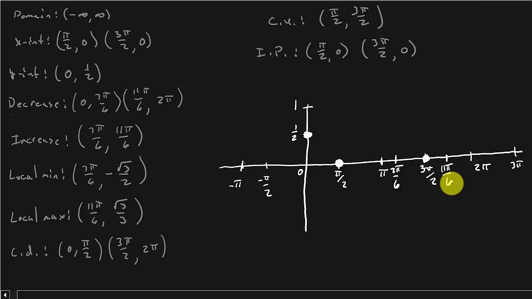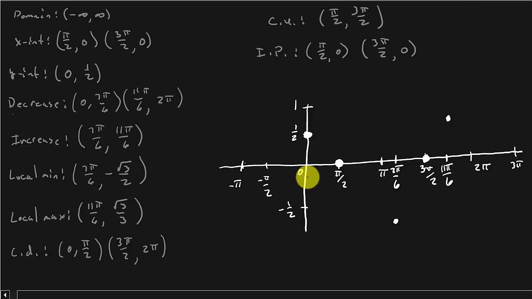Now for the 7 pi over 6, we get negative square root of 3 over 2. So that's going to be, if there's a negative 1/2 right there, it's going to be a little bit past that. And then we've got 11 pi over 6 is square root of 3 over 3. So that's going to be a little bit above 1/2. All right, so it's starting to come in.